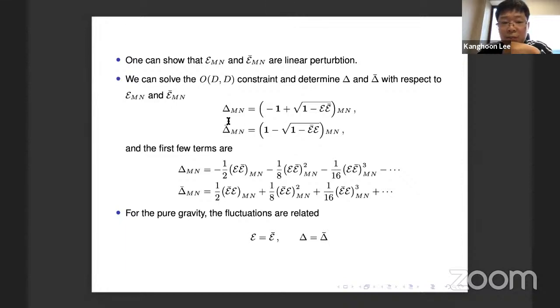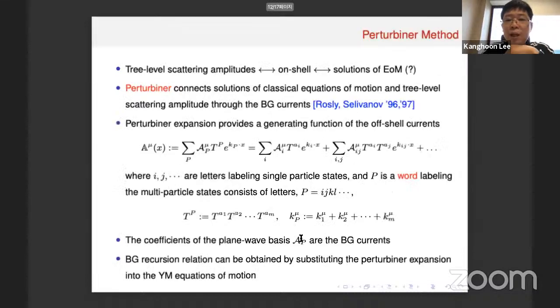So delta gives us the infinite order expansion like that. And for the pure gravity case, the fluctuations are related by that. So E is just symmetric, and E bar is identical. So we can use this expansion for that.